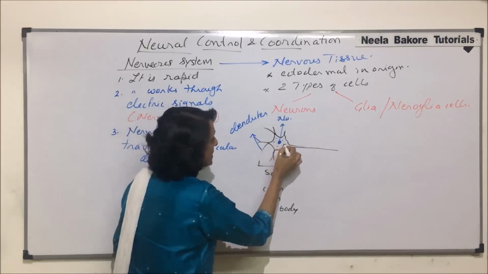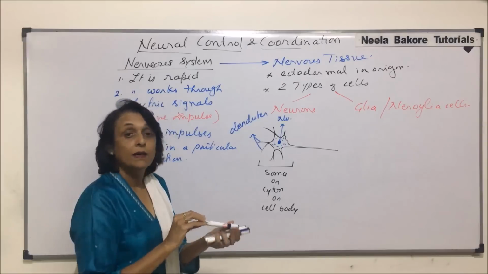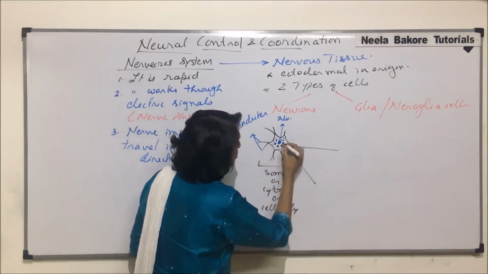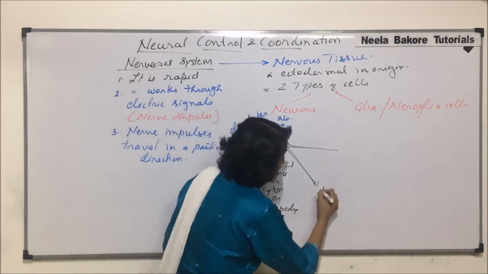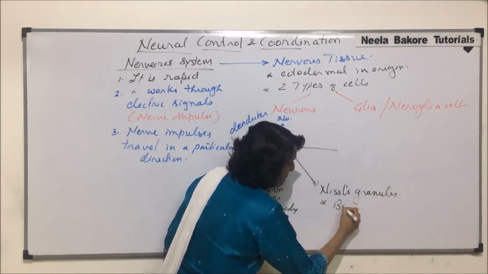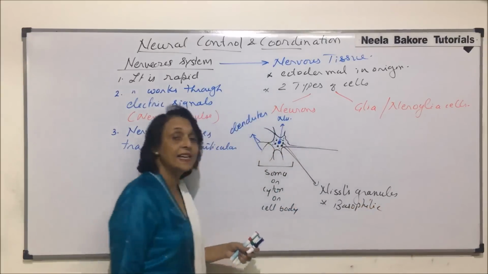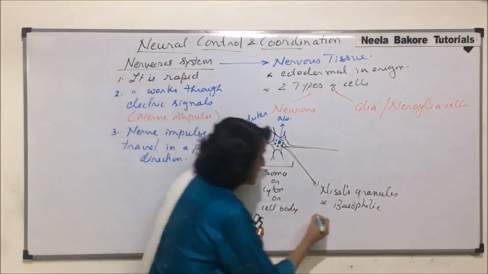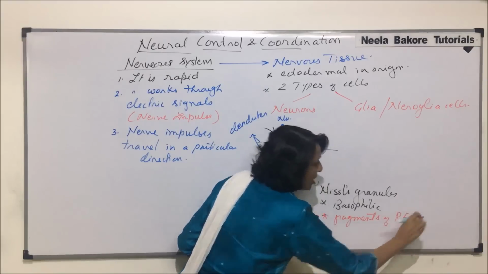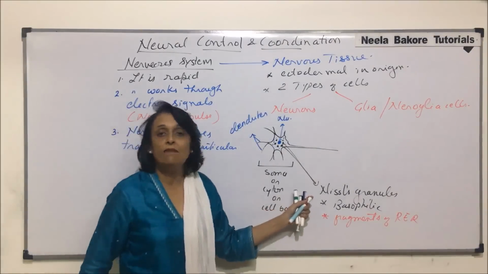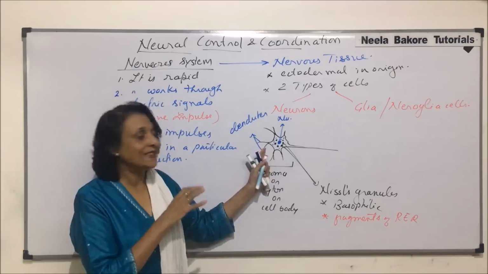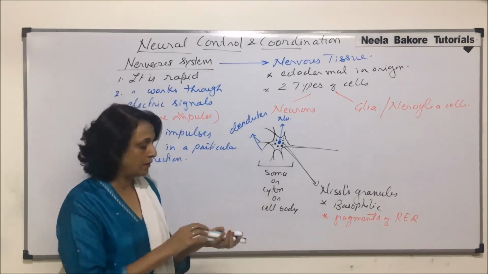and there is cytoplasmic content which has some special type of bodies around it. These special granules are basophilic granules and are known as Nissl's granules. Nissl's granules are basophilic. That means they get stained by basic dyes, and they are basically pieces or fragments of RER, rough endoplasmic reticulum, and named after the scientist who discovered them. They are found in the cytoplasmic content of this cyton or soma.